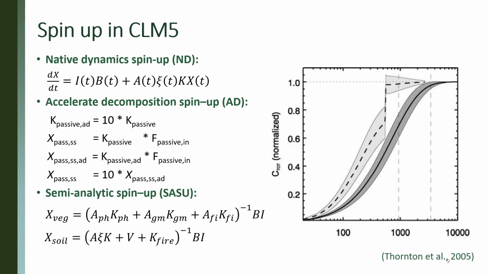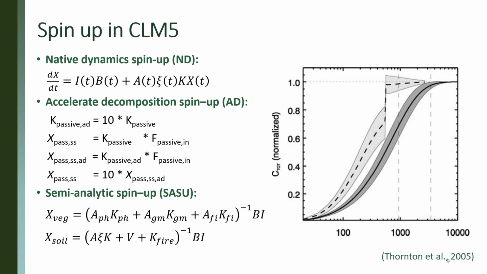There are now 3 methods for CLM5 to conduct spin-up. The first one is the conventional one, the normal spin-up, to recursively use the meteorological forcing to drive the model year by year. The second one is the accelerated decomposition spin-up, which was initially developed by Thornton and Peter in 2005. Since the time cost for the spin-up is mostly contributed by the passive soil pools, the model can be accelerated by timing a spin-up factor, for example 10, to the passive soil turnover rate. Then run the model to the steady state.